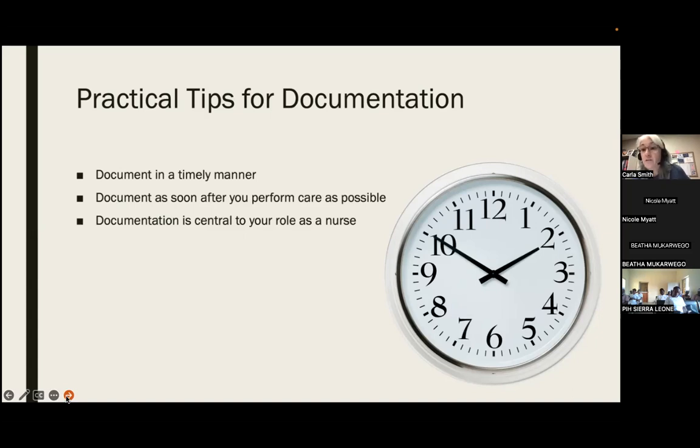I know I always actually try to document in the patient's room. I like to have a computer in the patient's room if it's available, or I like to have my patient's chart with me in the room, and I can document right at the bedside. Or I can leave the room and go immediately to the nurse's station and try to document there. Early and often throughout your shift.